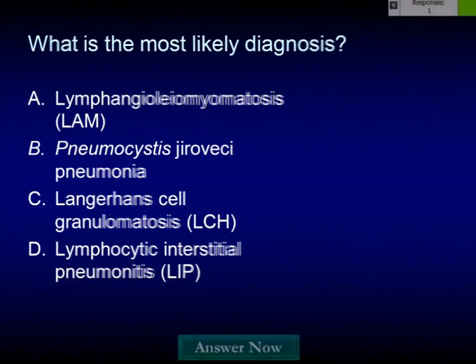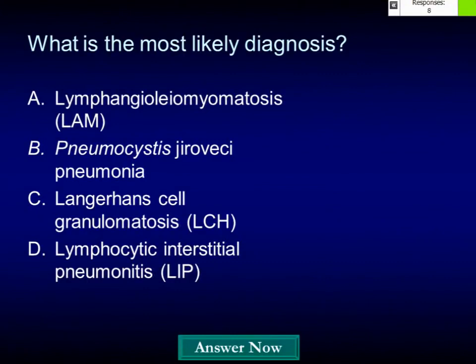Okay. What is the most likely diagnosis? Is this lymphangioleiomyomatosis, or LAM, or is this Pneumocystis jirovecii, Langerhans cell histiocytosis or granulomatosis, or lymphocytic interstitial pneumonitis? Please vote.